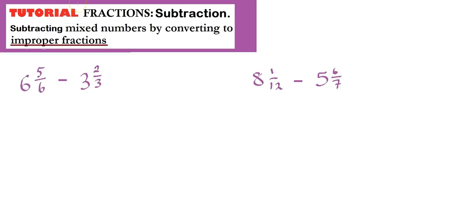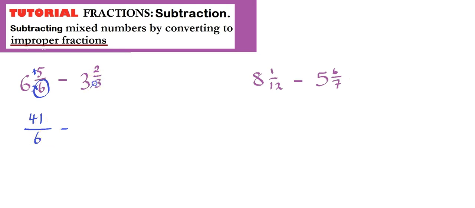Okay, so we're going to be converting to improper fractions in order to solve the subtraction problems. The way we do that is we take the denominator and multiply it by the whole number, and then add the numerator. So in this case, it'll be 6 times 6, which is 36, plus 5 is 41. And it goes over the denominator, which was 6. So we've just renamed 6 and 5/6 as 41/6.